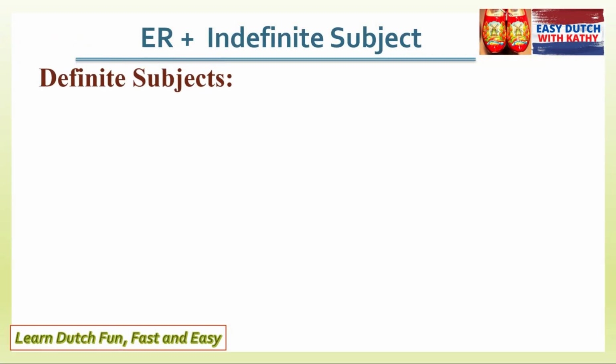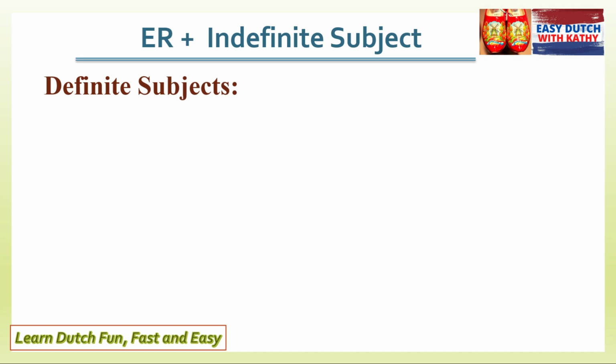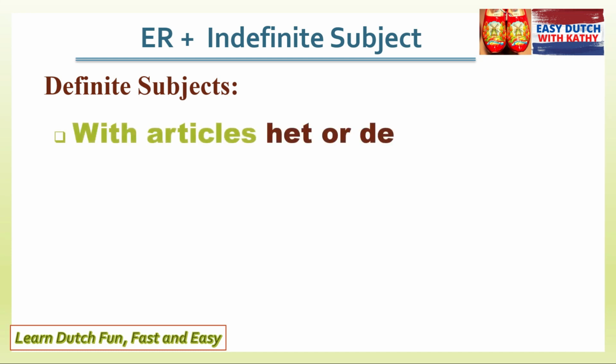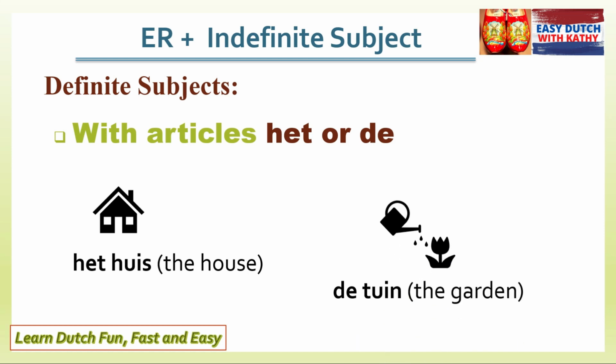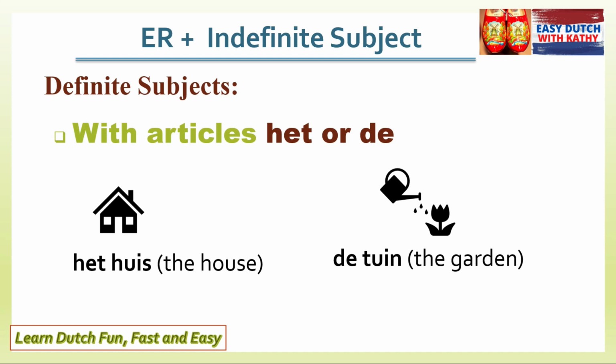So, first, let's have a look at what the definite subjects are. Definite subjects are subjects with articles het or de. For example, het huis. Het huis means the house. De tuin, which means the garden.